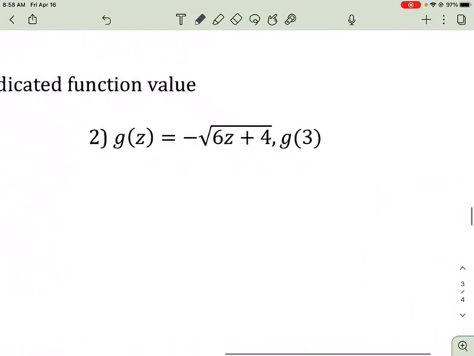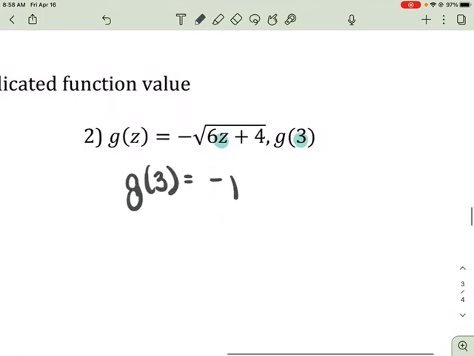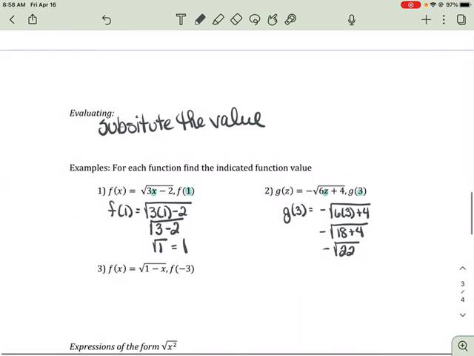Okay, so let's try this one. We're going to put 3 in for x. So g of 3 is equal to negative square root of 6 times 3 plus 4. Negative square root of 18 plus 4, negative square root of 22. That's it. We do not need the decimal, unless we're asked to.